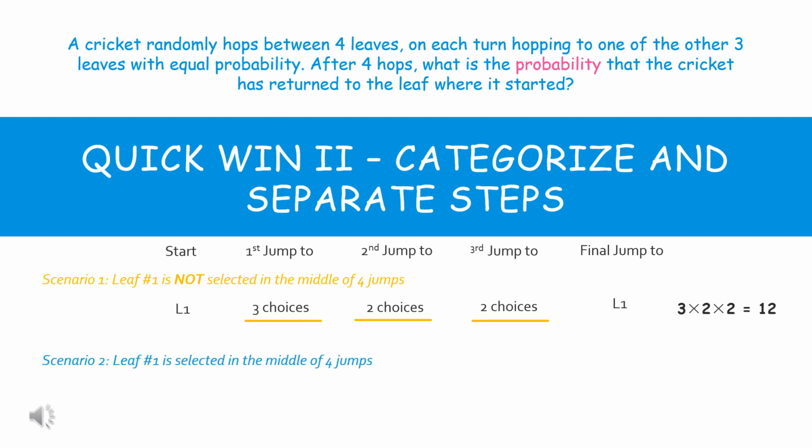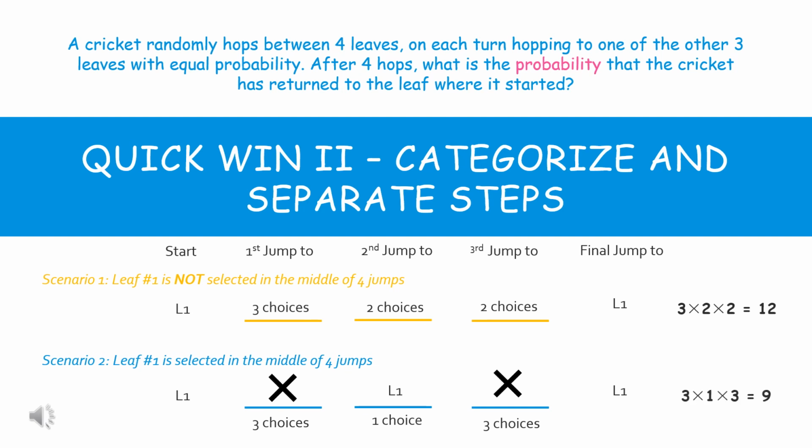The second scenario is if we do jump to leave 1 in the second jump. This means we have 3 choices in the first jump, 1 in the second jump, because we need to jump to leave 1, and 3 in the third jump. We'll jump back to leave 1 in the fourth jump. Using the multiplication principle, we have 3 times 1 times 3 choices, which is 9. Last, we will use the addition principle to get that 9 plus 12 equals 21 choices. We get the same answer, 21 over 81, which is 7 over 27. Hooray!